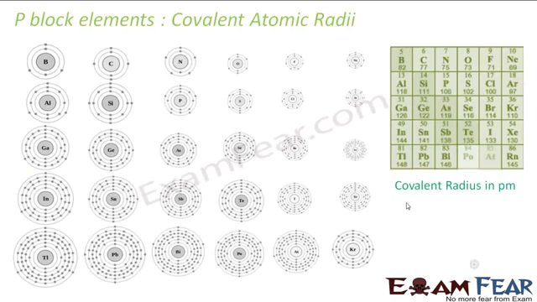So if you talk about the covalent atomic radius for group P block elements, this is how the trend is. If you go down the group, the atomic radius increases. If you go from left to right, the atomic radius decreases. Why? The nuclear charge increases, right?